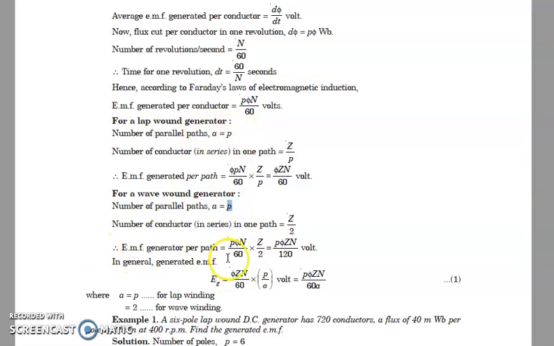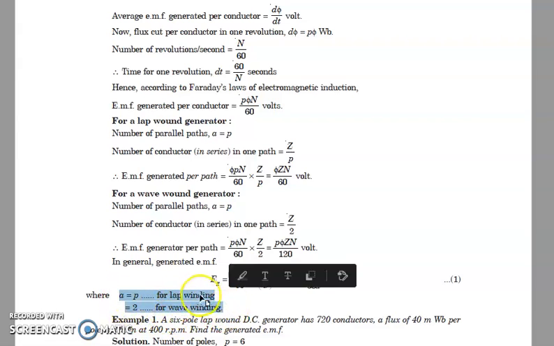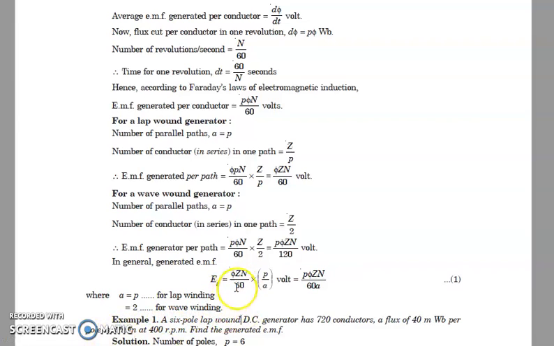So the EMF generated per path is Pφn divided by 60 multiplied by Z by 2P, that is φZn divided by 120. But in general, the formula comes out to be φZn divided by 60 into P by A. Here A is equal to P for lap winding and A is equal to 2 for wave winding. So these are the conditions for the lap wound generator and for the wave wound generator.